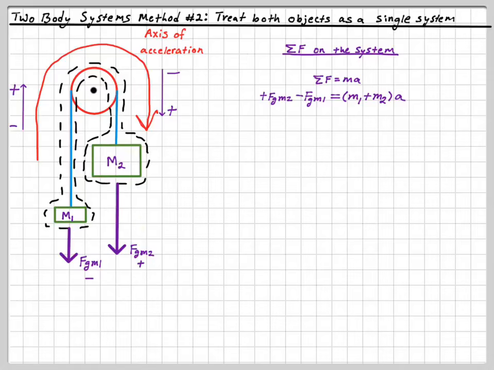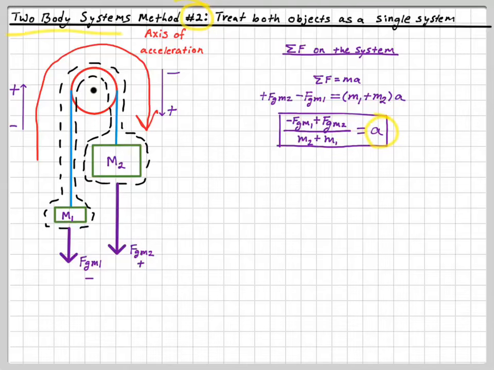And then we want to set that equal to mass of the system times acceleration. Well, it's not just M1 that's accelerating, and it's not just M2 that's accelerating. It's both masses that are accelerating. So we set that equal to M1 plus M2 times acceleration. We can divide our M1 plus M2 over, and again, voila, we get the exact same equation for acceleration. So that's a second method that you can use to find the acceleration of a two-body system: treat both objects as a single system.